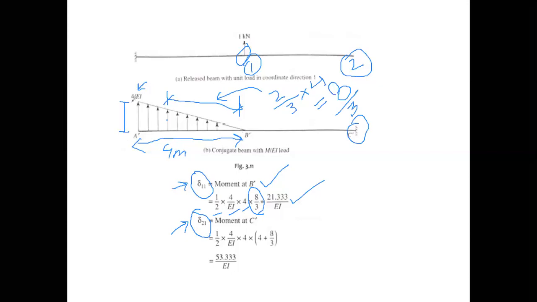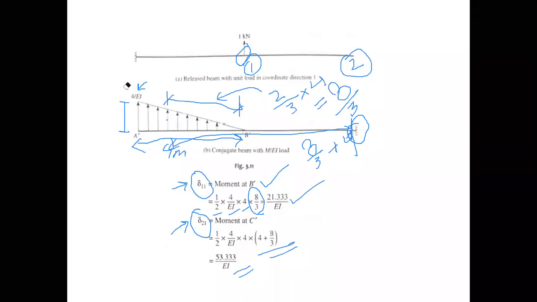See, the load will be same, that is half into base into height, but the only thing that will change is this distance. This distance will be 8 upon 3 plus 4. This is what is written over here, 8 upon 3 plus 4, and this is half into base into height. So this will give the value, that is 53.333 upon EI.